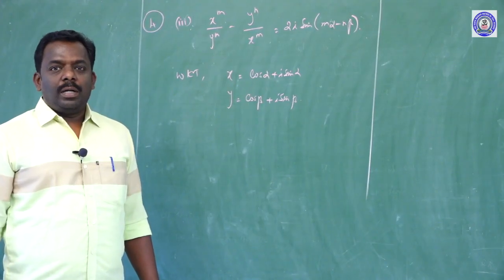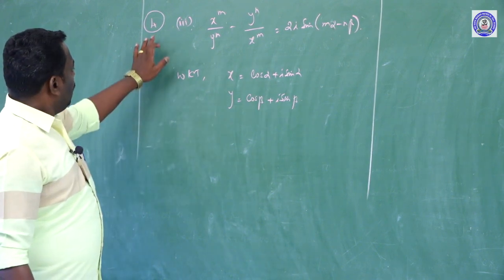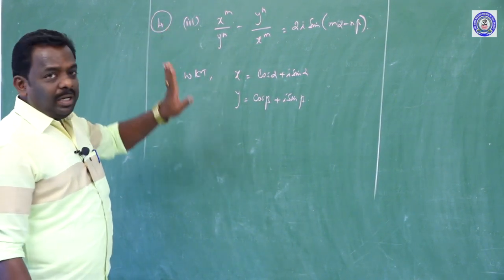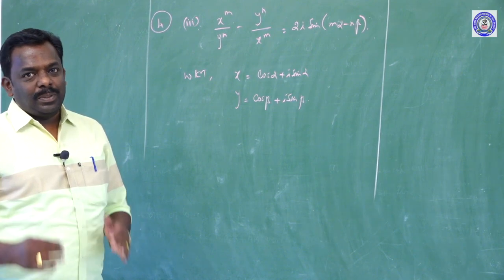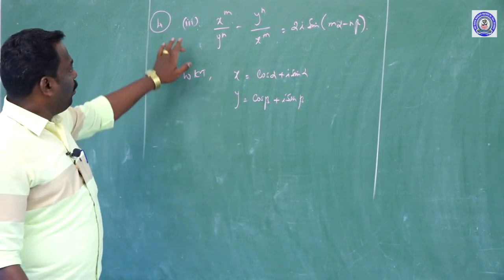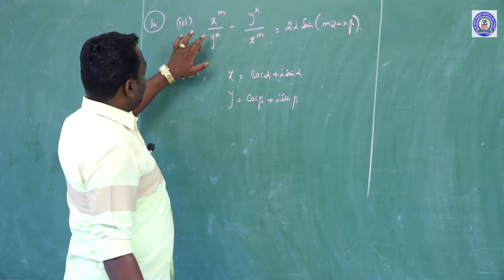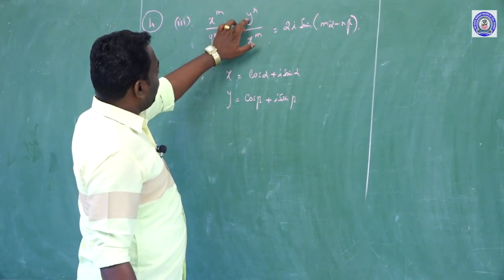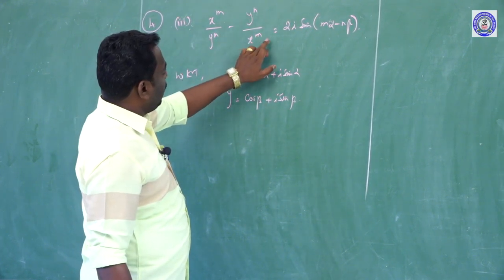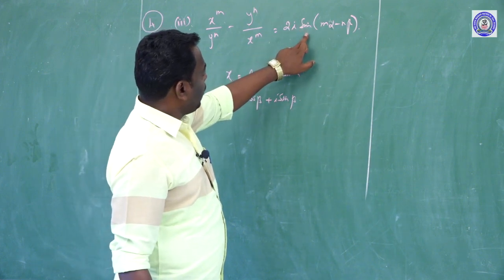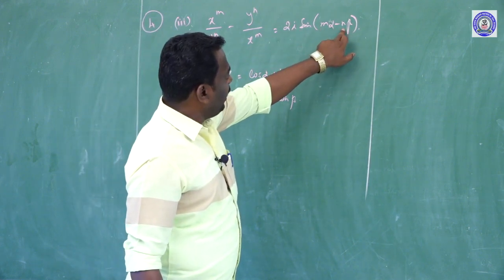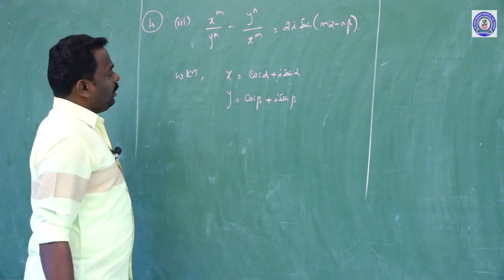Okay, continuation of the last video. Fourth question: the first one we'll discuss, the second one is the same method, so you try this, and come to the third one: (x^m / y^n) − (y^n / x^m) = 2i sin(mα − nβ). We want to prove this statement.